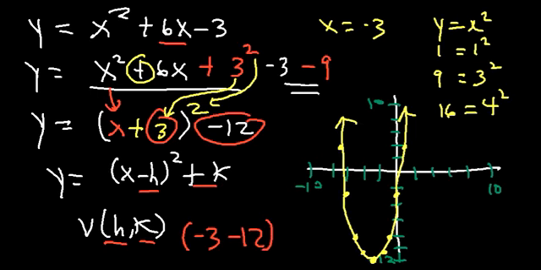So that's a rough sketch. All my sketches are rough. So that's what you can do if you have it in vertex form. Let's try another example.